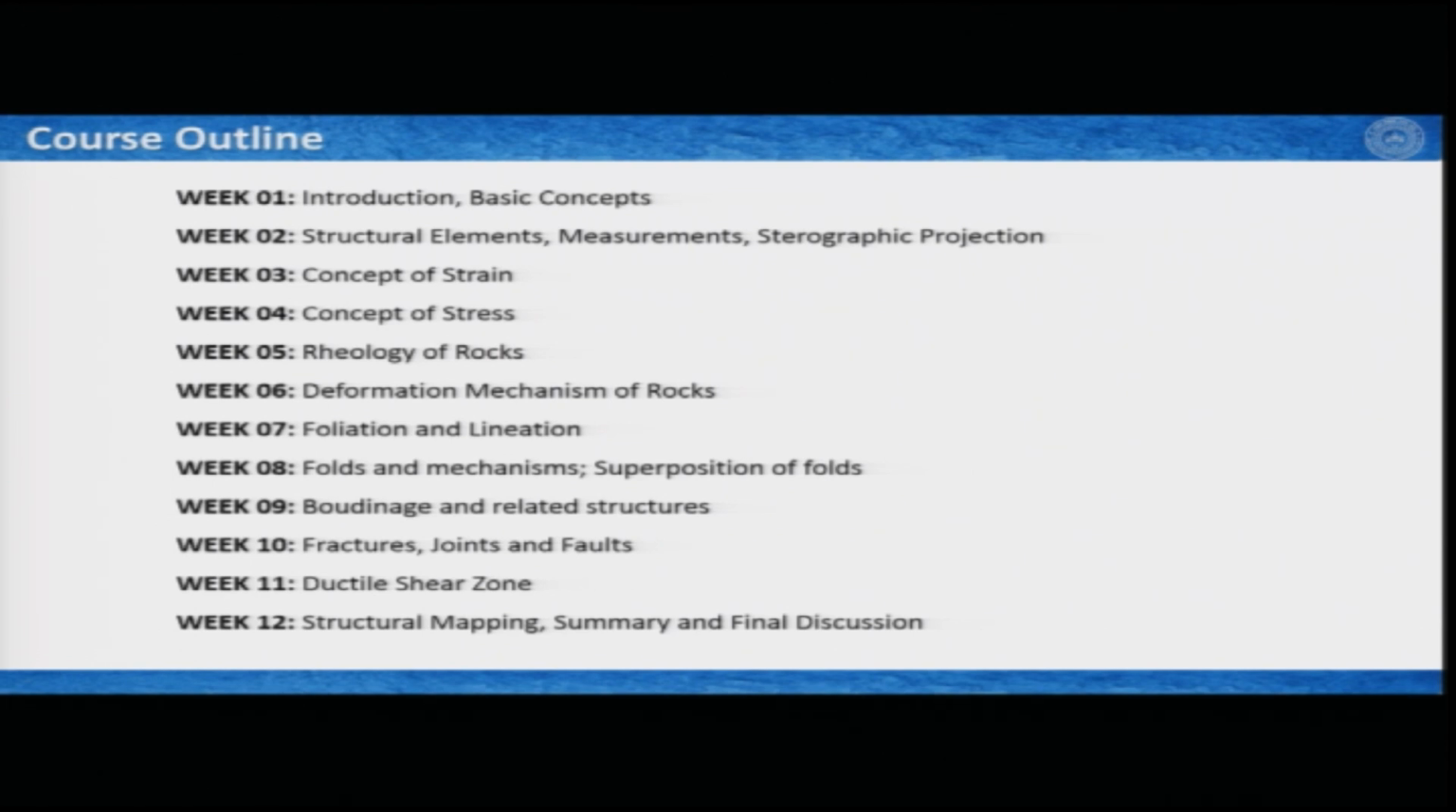Then we'll follow different aspects sequentially, one after another, to cover different structural elements, their measurements, and stereographic projection. We learn about strain and stress, and about rheology and deformation mechanisms of rocks. Then slowly we will go to the actual rock structures that we see in the field, like foliation and lineation, different types of folds, their formation mechanisms, superposition of folds, then boudinage and related structures, fractures, joints, everything.